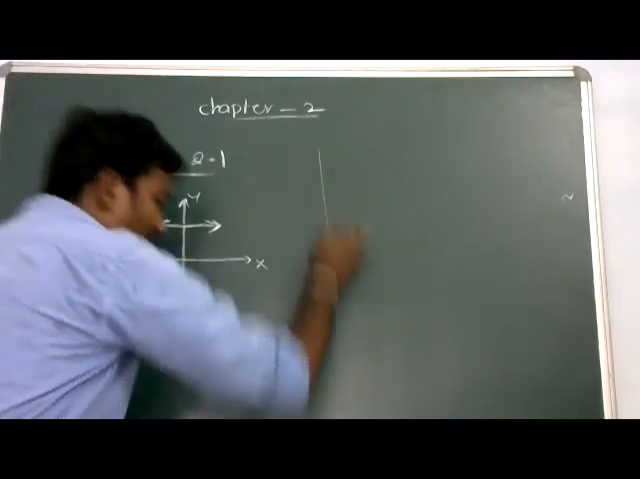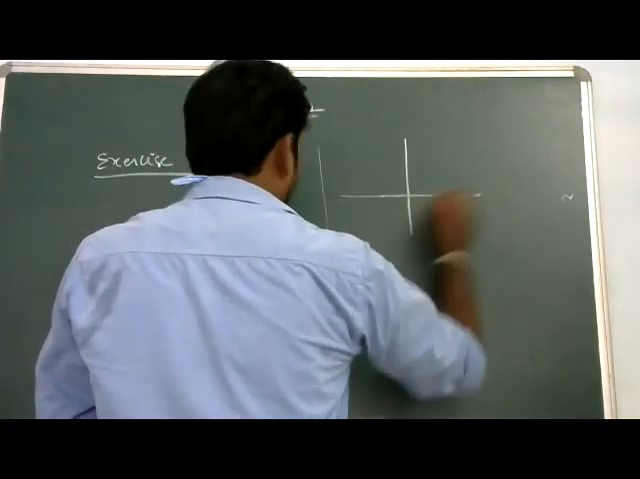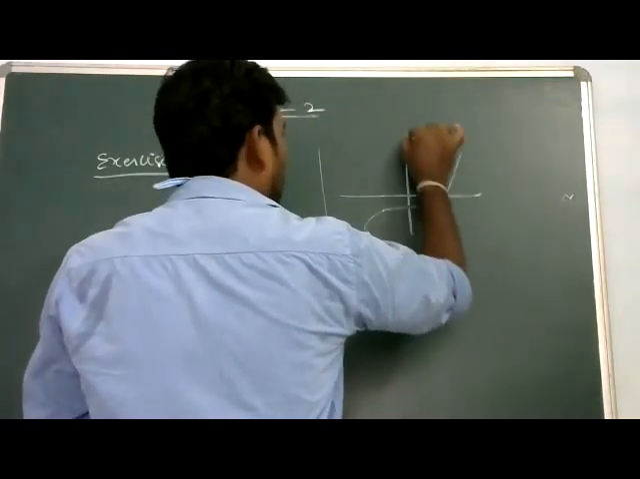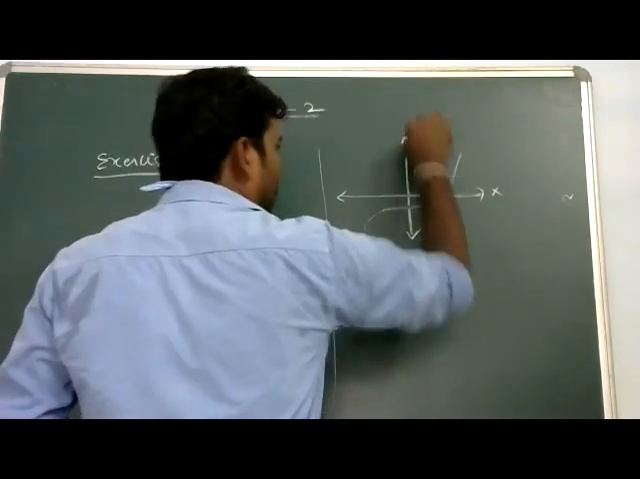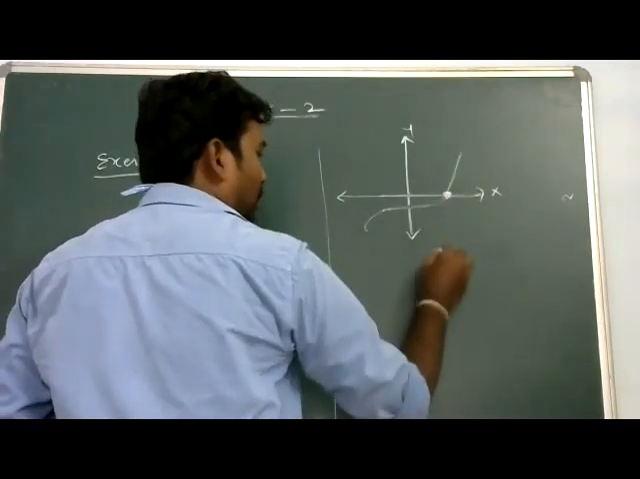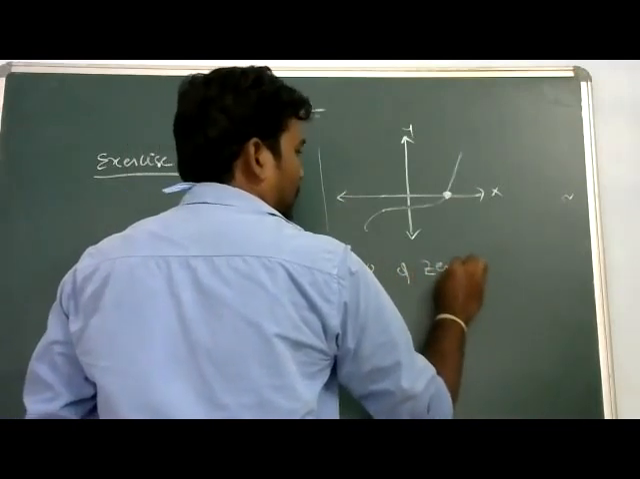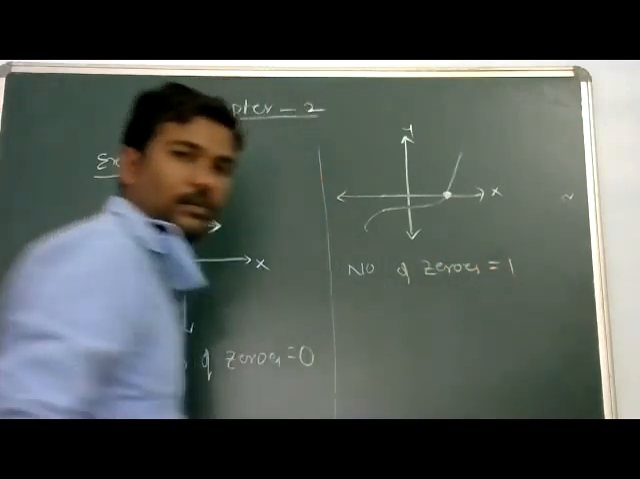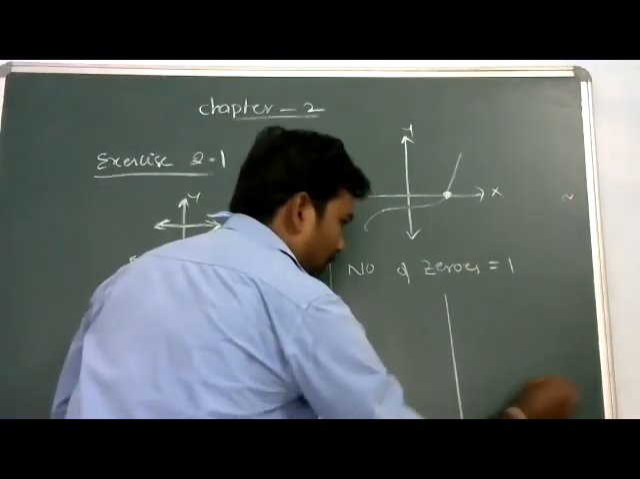Then comes the second graph. Like this, this one is the x-axis and y-axis, and this is the graph. How many zeros are there? Number of zeros equals 1. And then the third one.